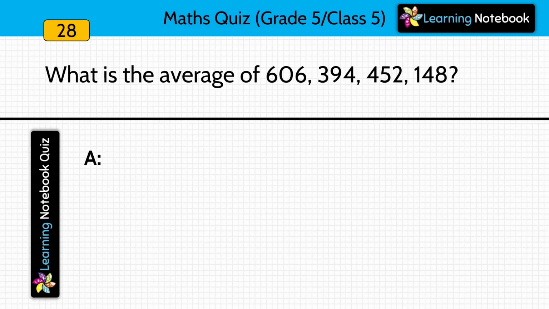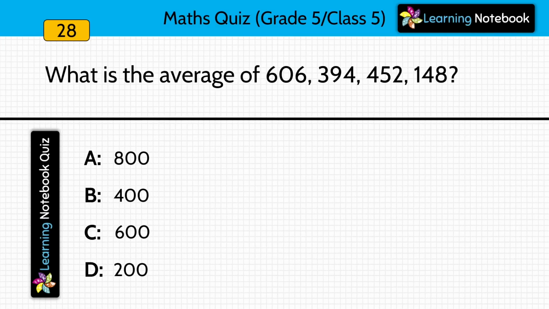Next question. What is the average of these four given numbers? You need to know how to find average of numbers. Answer is 400. To find average of these numbers, first we will add all of them and then divide them by 4 because there are 4 numbers. So, we get the answer as 400.